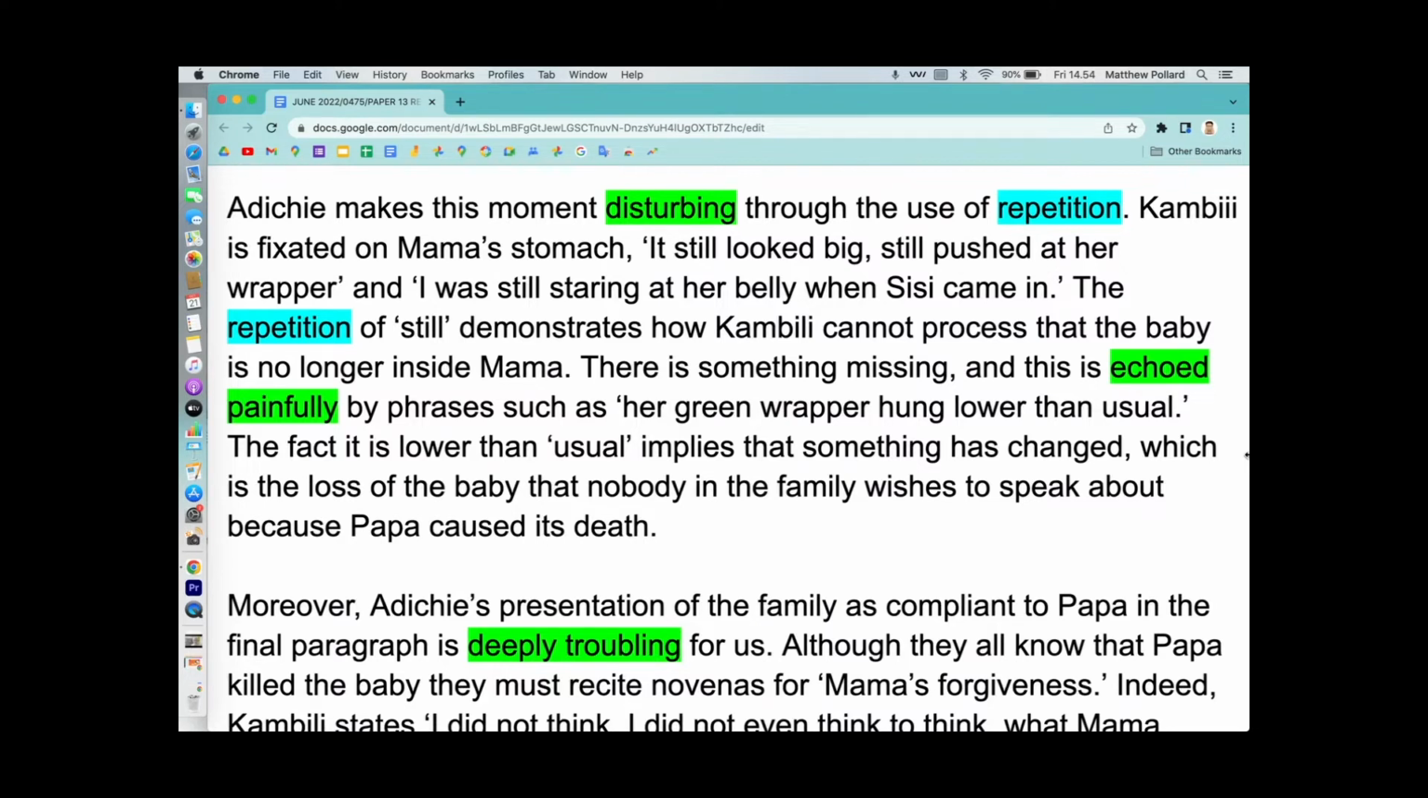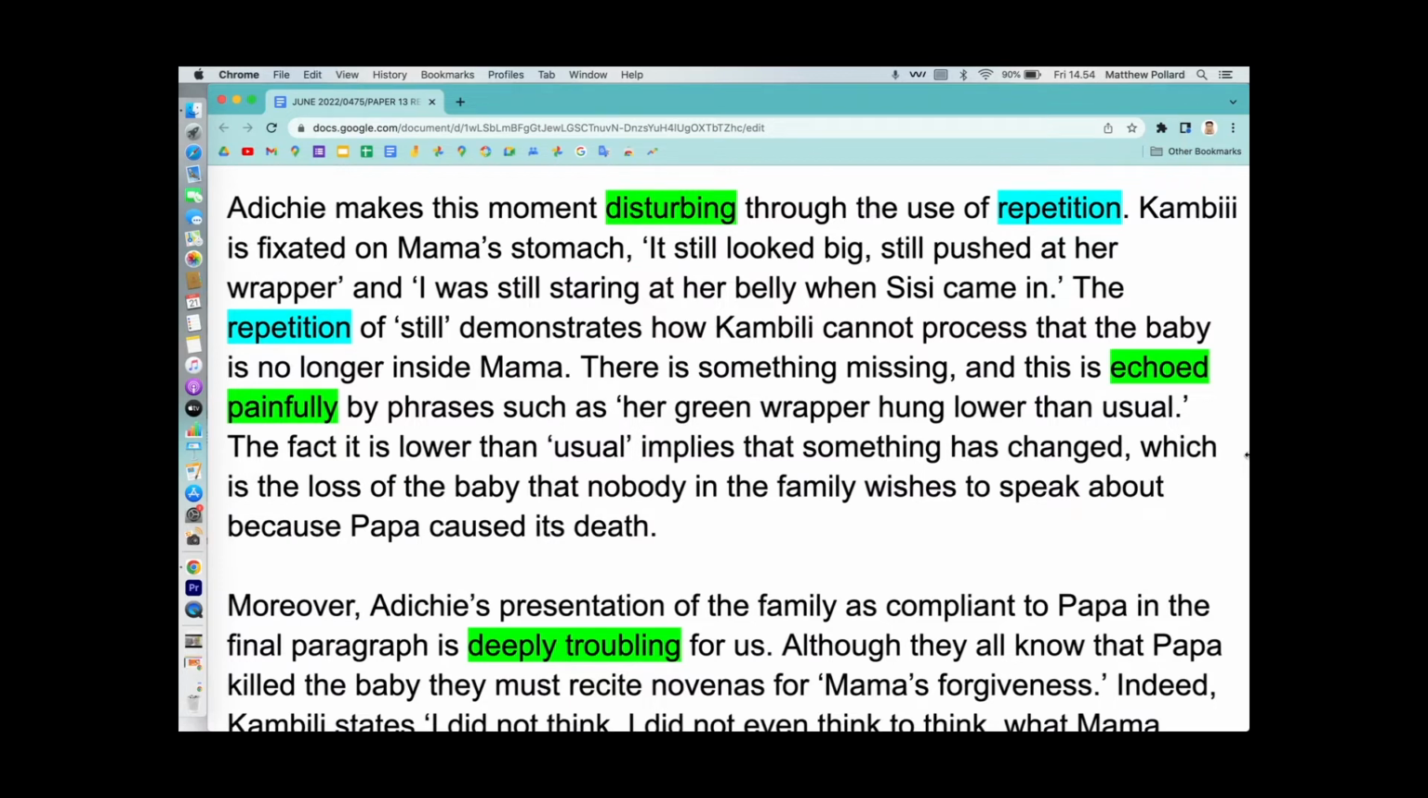It still looked big, still pushed at her wrapper, and I was still staring at her belly when Sissy came in. The repetition of "still" demonstrates how Kambili cannot process that the baby is no longer inside Mama. There is something missing, and this is echoed painfully by phrases such as "her green wrapper hung lower than usual." The fact that it is lower than usual implies that something has changed, which of course is the loss of the baby that nobody in the family wishes to speak about because Papa caused its death.